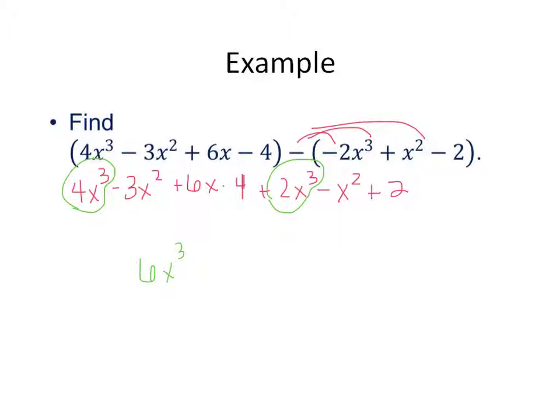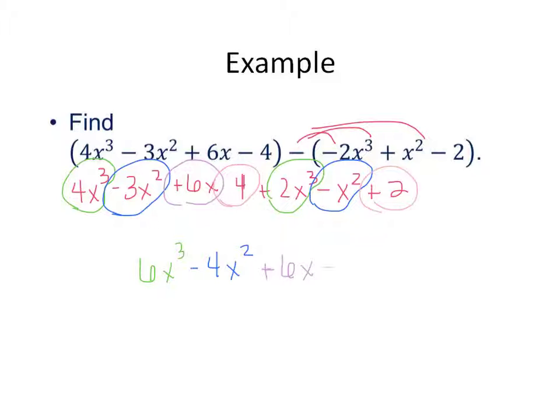Notice we're just keeping the variable. We don't do anything with that x cubed. It just stays there with it. And then we're going to do our x squareds. And that's going to give us a negative 4x squared. And remember, a negative sign and a minus sign are the same thing. And then for x's, we only have that one, so just keep it, plus 6x. And then our constants, we have a minus 4 and a plus 2, so minus 2. And there's your answer.